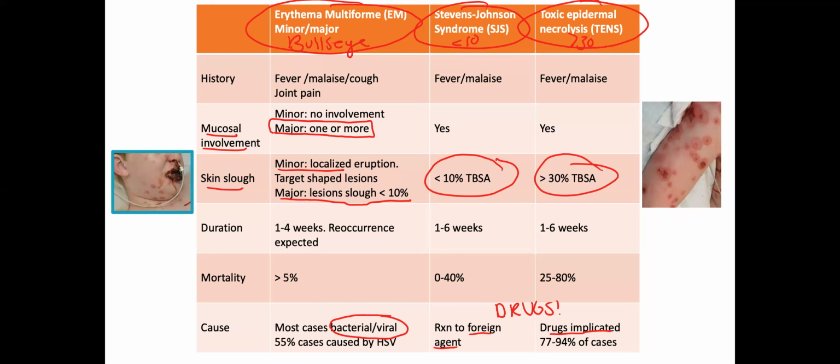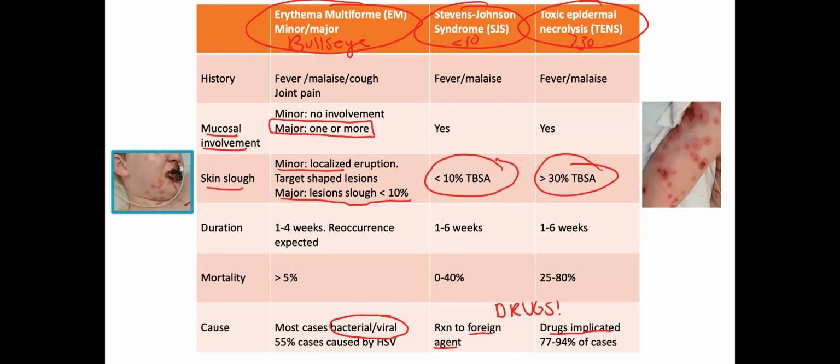So the cause for erythema multiforme is going to be bacterial or viral. So they're going to have a toxidrome of fever, malaise, cough, and joint pain before this shows up. They're going to have all of that, and then they're going to have these target-shaped lesions show up, usually on the thighs. So if you see that, think it's EM.